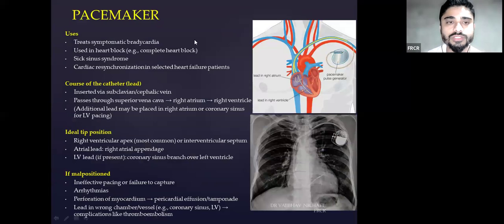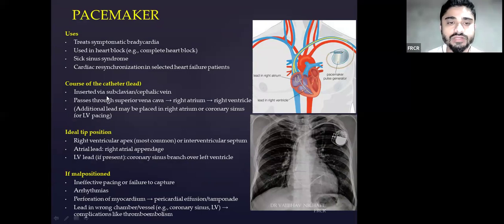Now coming to the next part, which is a pacemaker. The dual lead pacemaker is the most commonly used pacemaker nowadays. The uses are to treat symptomatic bradycardia, heart blocks or arrhythmias, sick sinus syndrome, and for cardiac resynchronization in selected heart failure patients.